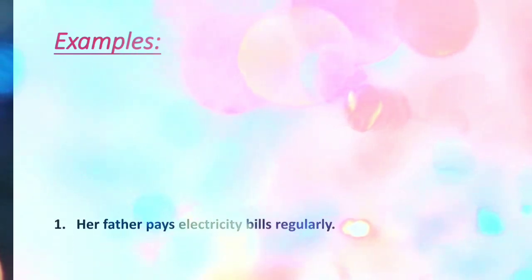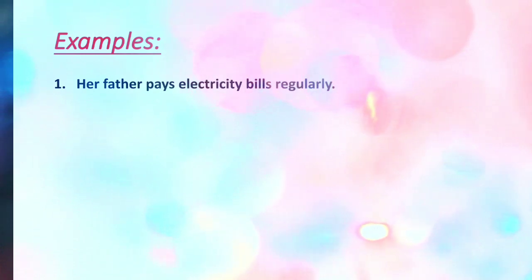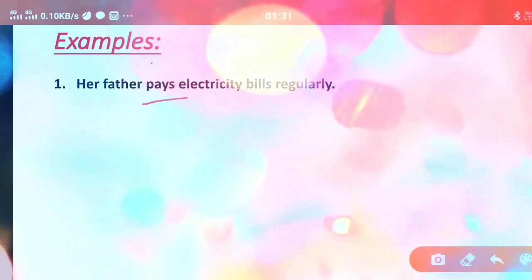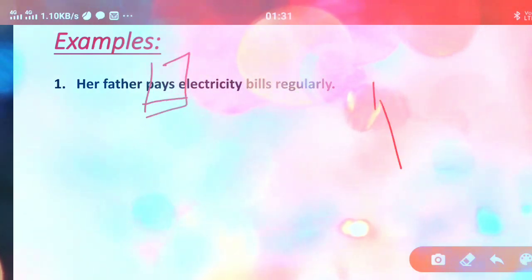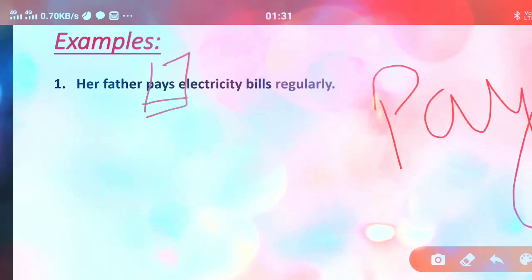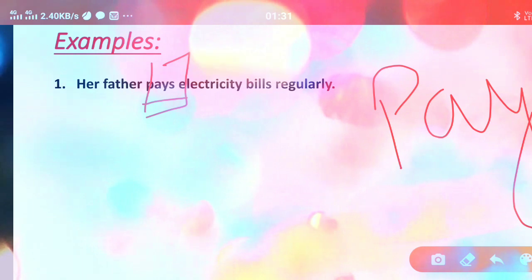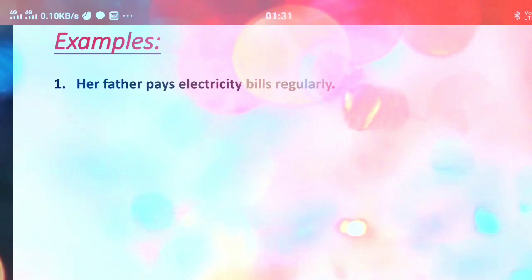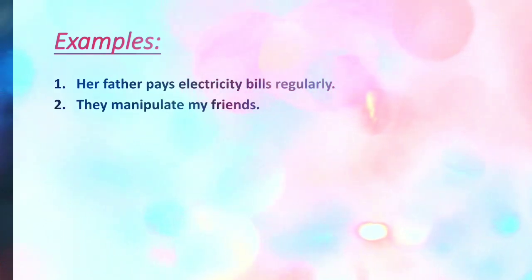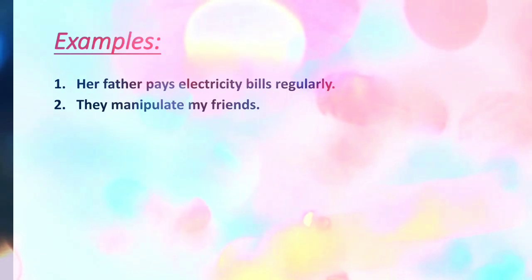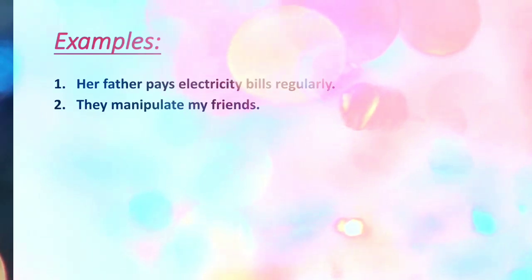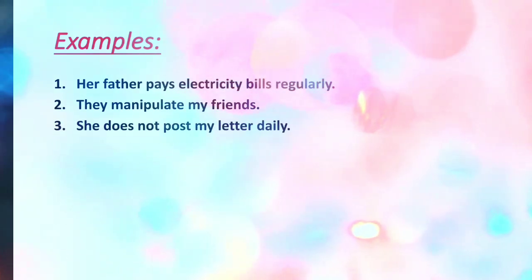Next are the examples to make it clear. First, her father pays electricity bills regularly. Here you can see that pays is the main verb with s. As you know, pay is the main verb, but here it is pays with s. That's why it is the identification of this tense. Next, they manipulate my friends. Manipulate is the first form of the main verb without s or es, and there is no helping verb along with it. That's why it is the identification of this.